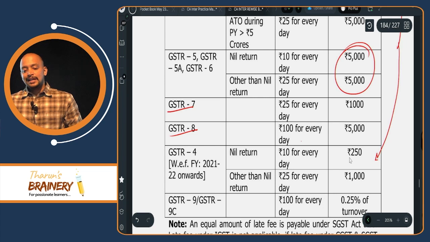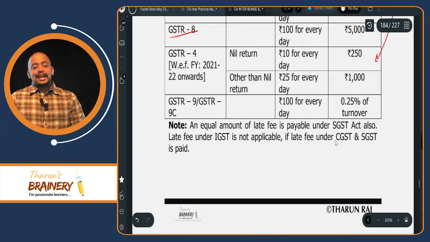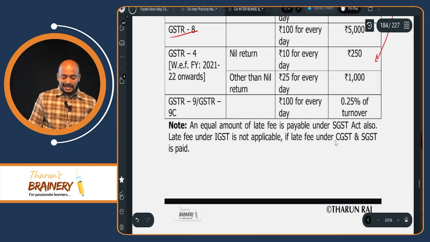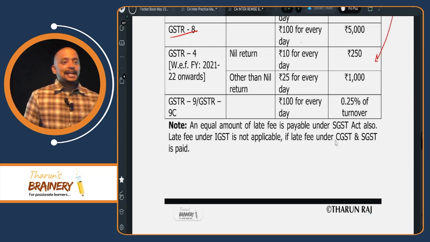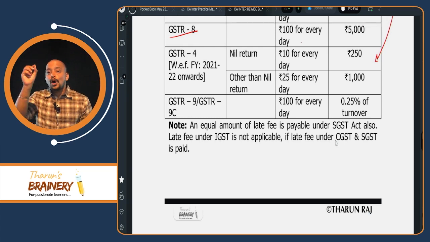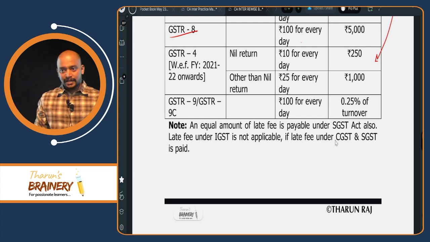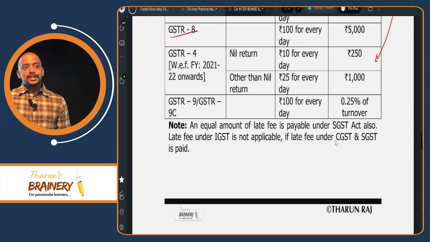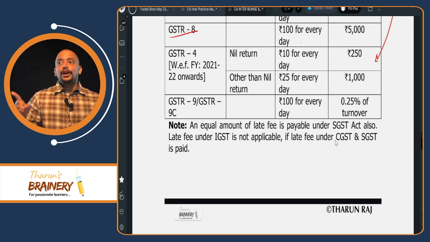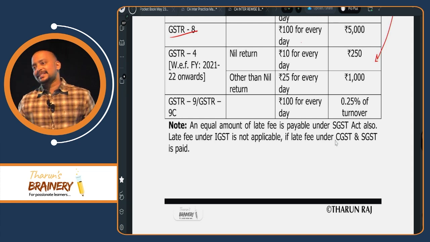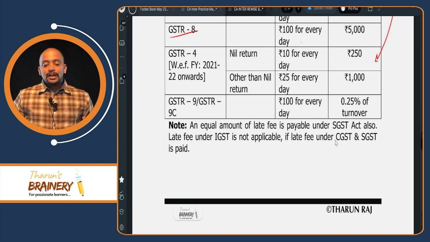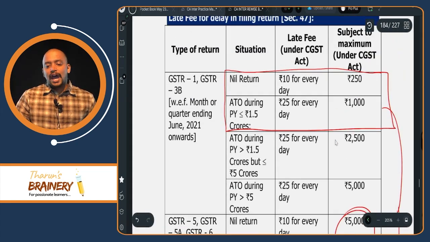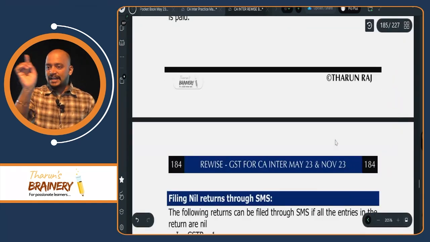Understood? Then next, GSTR 9 and 9C, the annual return. It is simple, 100 rupees per day subject to maximum 0.25% of turnover. Means the same amount we need to pay under SGST. So 0.25% CGST, 0.25% SGST. Understood?